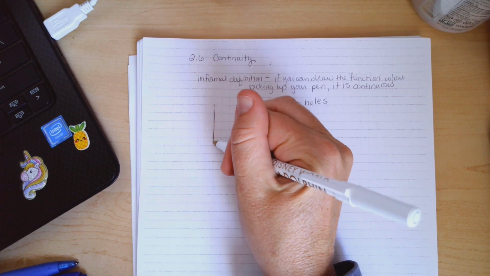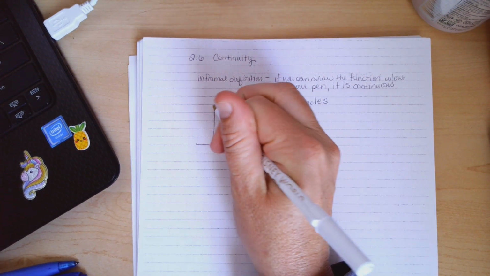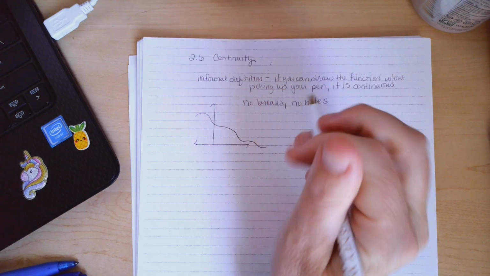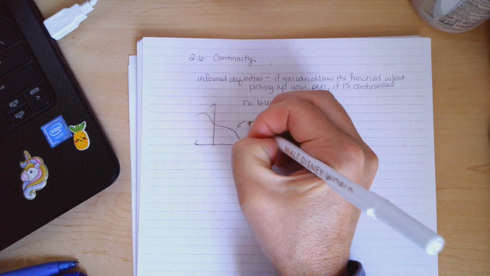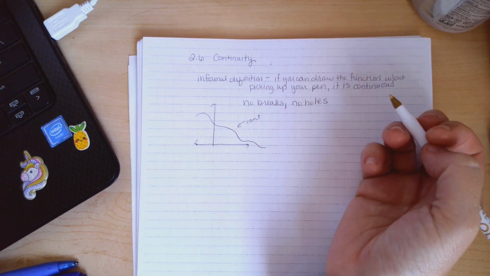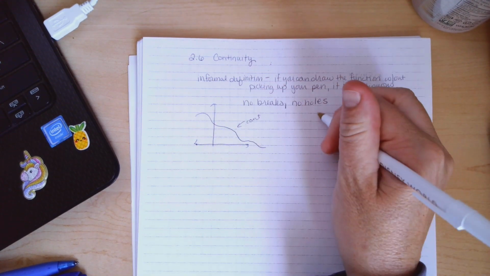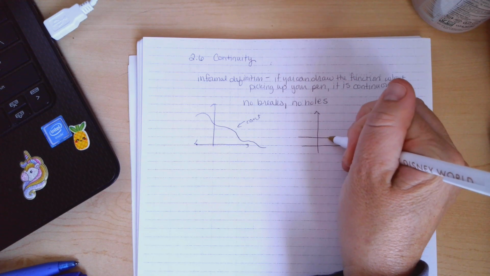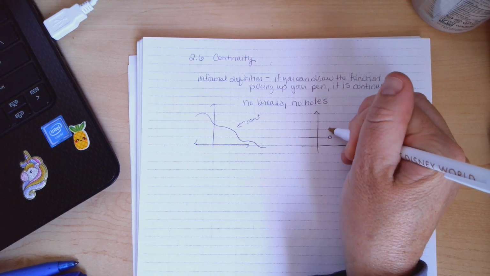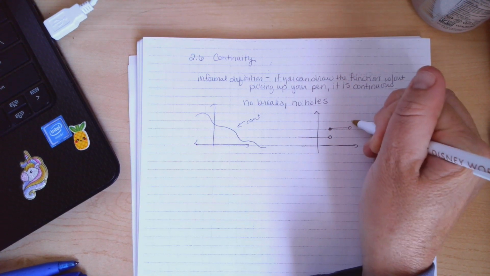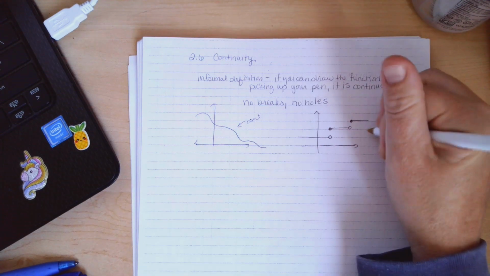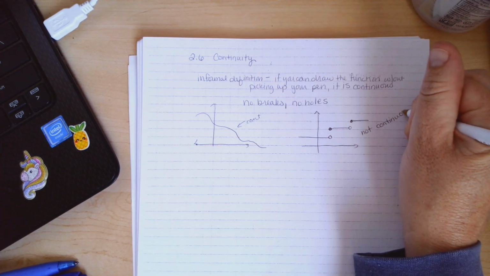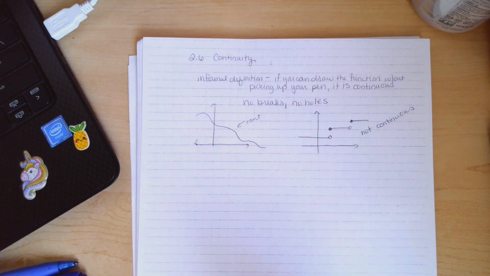So if I were to draw a function here, okay, this is clearly continuous. I did not pick up my pen. There are no breaks, there are no holes. But if I were to draw something like this, this is not continuous, right? There's breaks, there's holes. All right, so that's what we're talking about.